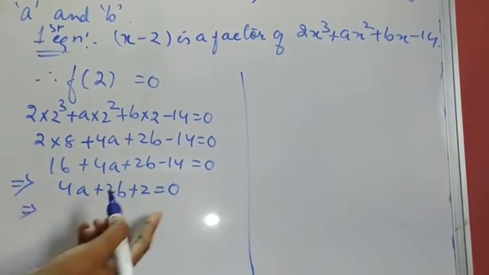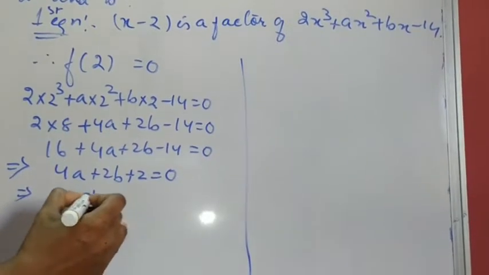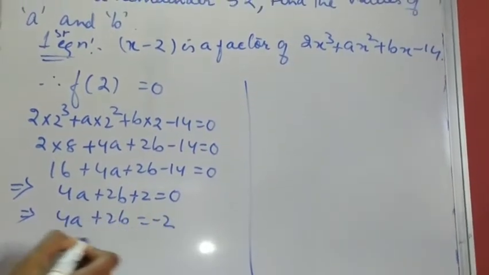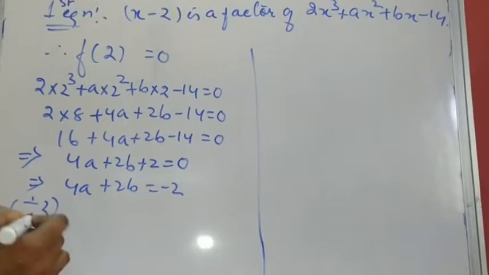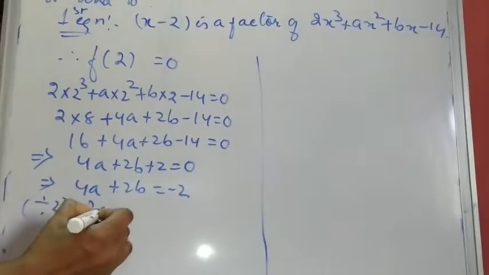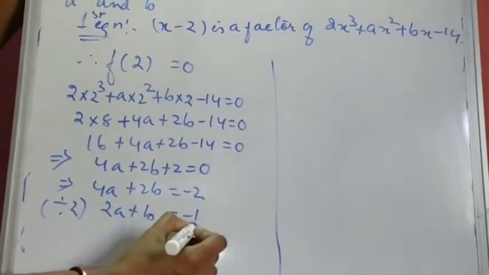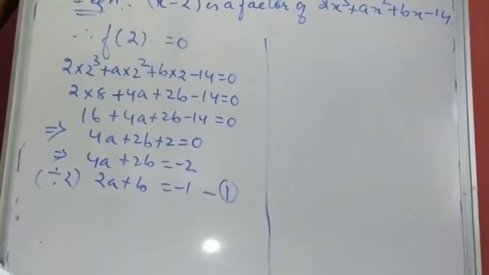Let us bring this to that side. So 4a plus 2b is equal to minus 2, and simplifying it by dividing it with 2, we get 2a plus b is equal to minus 1. This is our first equation.